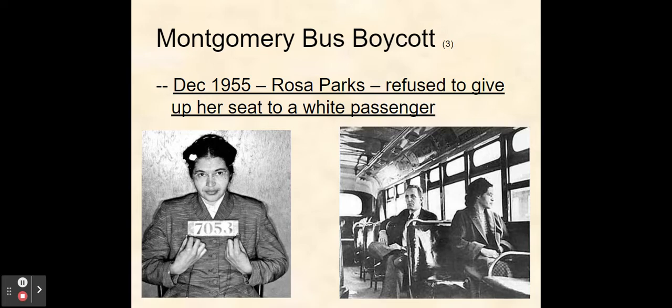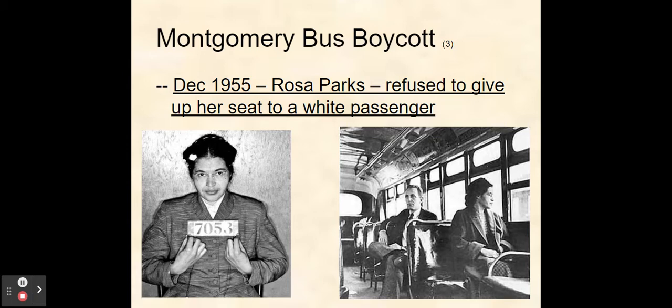And that's when she says, "Nope, I'm tired. I'm not going to stand up. I'm not giving up my seat." Of course, she gets arrested. My understanding from a documentary I saw about this is that the bus driver said, "Hey, come on, can you just get up and move your seat? I'm gonna have to call the police. I don't want to have to do that." And she said, "No, I'm not moving." The police are called, and she gets arrested.